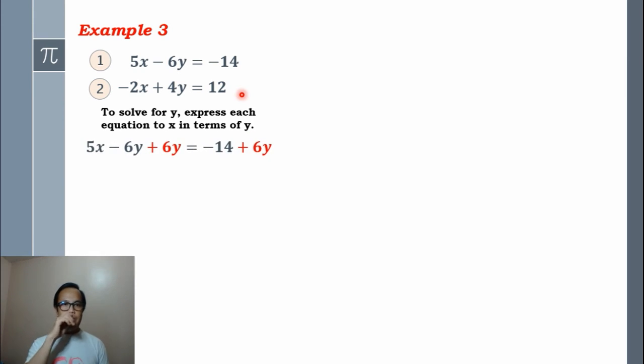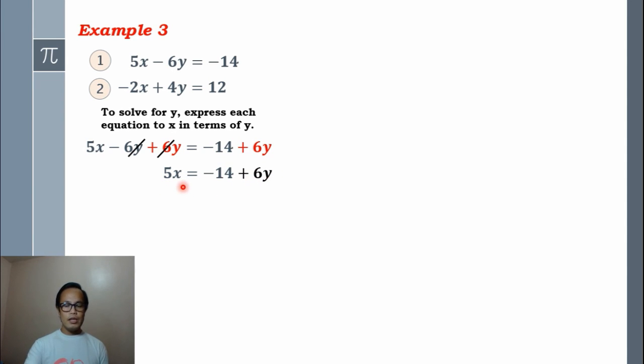Now we will start with equation 1. So our equation 1 is 5x minus 6y equals negative 14. So since we have to express this equation 2x in terms of y, we will eliminate the 6y. So this is negative 6y, so of course we have to add 6y, and of course also we have to add 6y at the right side of the equation. This time we can cancel out the 6y, so what remains would be 5x equals negative 14 plus 6y.